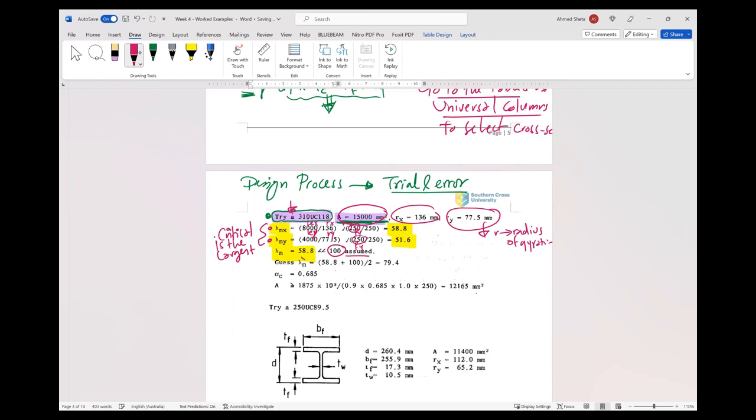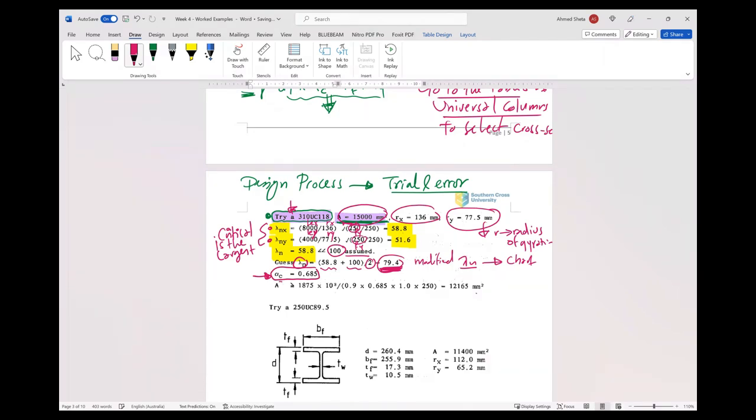So lambda n will be 50.8 plus 100 over 2. This is the average, so we find lambda n equal to 79.4. So using the modified lambda n, we go to the chart to find alpha c, and we get alpha c equal to 0.685.